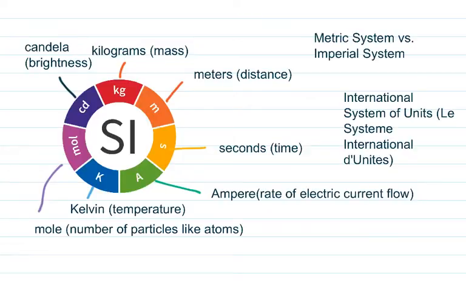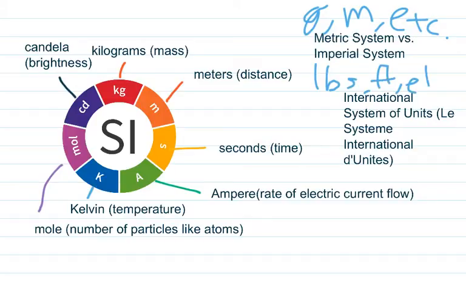Hey everybody, in this video I will be talking about measurements. In chemistry, we usually use the metric system, like grams, meters, etc., while some countries like the US use the imperial system, which includes the units pounds, feet, etc.